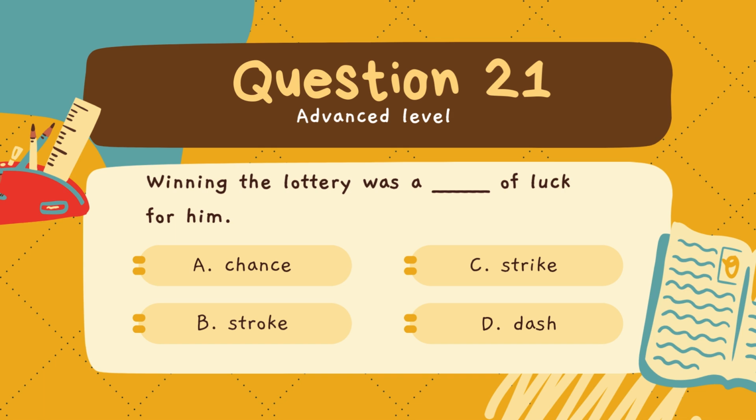Question 21. Winning the lottery was a of luck for him. A. Chance. B. Stroke. C. Strike. D. Dash.